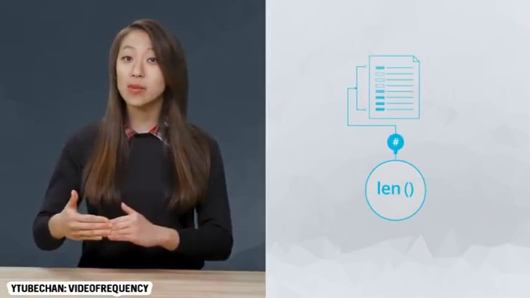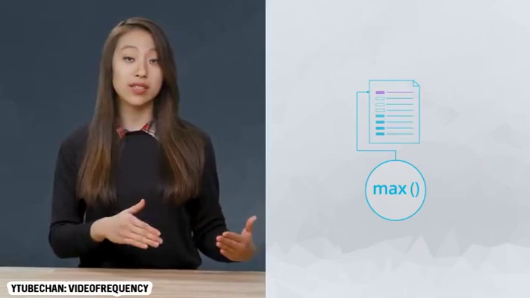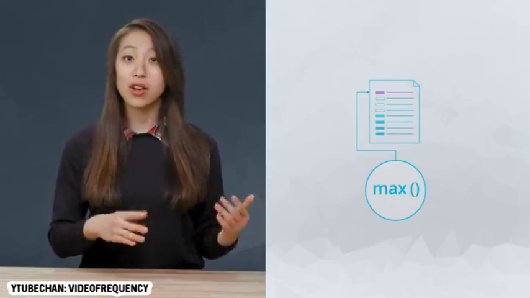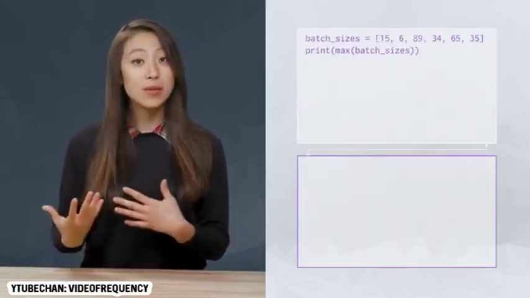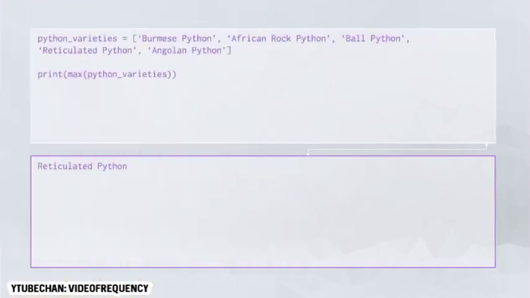Len returns how many elements are in a list. Max returns the greatest element of a list. How the greatest element is determined depends on what type of objects are in your list. The maximum element in a list of numbers is the largest number. The maximum element in a list of strings is the element that would occur last if the list was sorted alphabetically. That's reticulated Python for this list. R is the largest letter alphabetically. In other words, greater than B, A, B, and A.